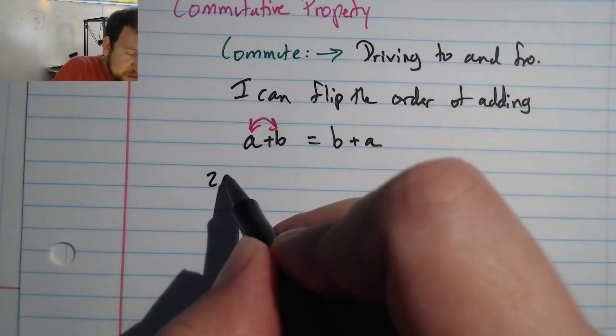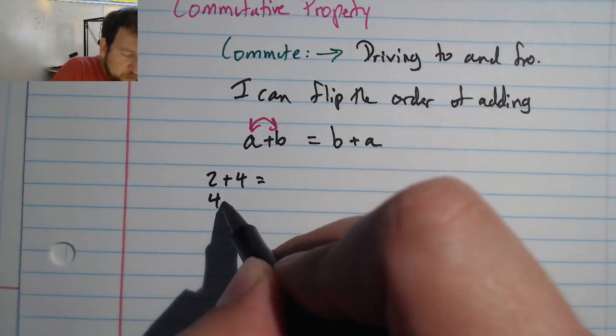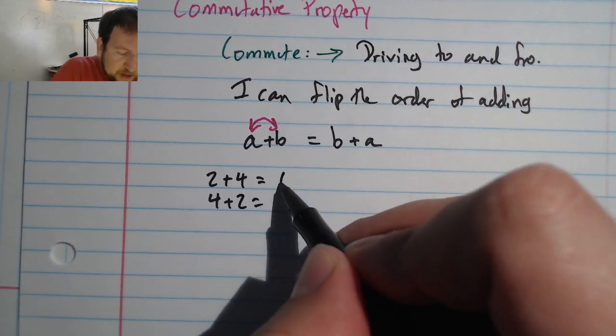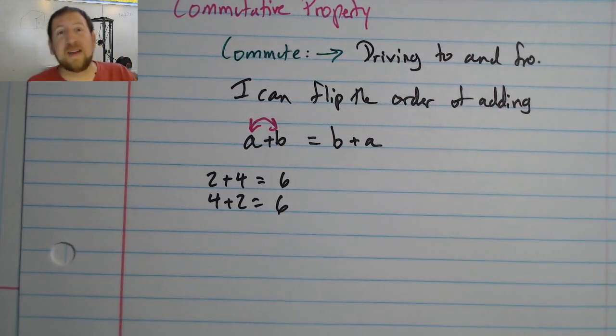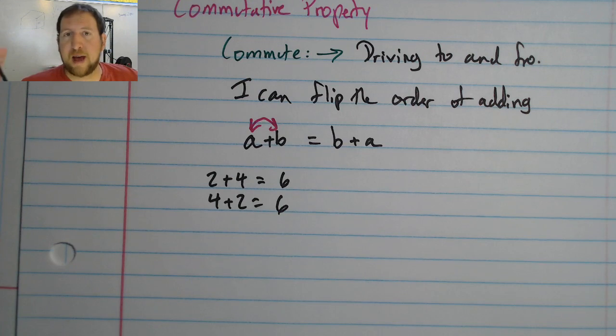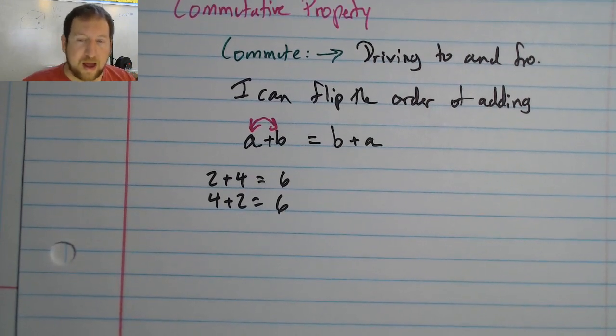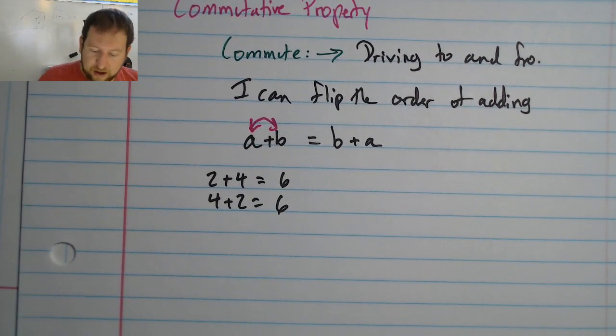I can say 2 plus 4 and 4 plus 2. In both cases, it will be 6. And what's even more interesting is that I can have a huge set of things that I'm adding or even subtracting, and as long as I move them around correctly, I will always get the same answer. So this is our commutative property. It involves the moving of these numbers.